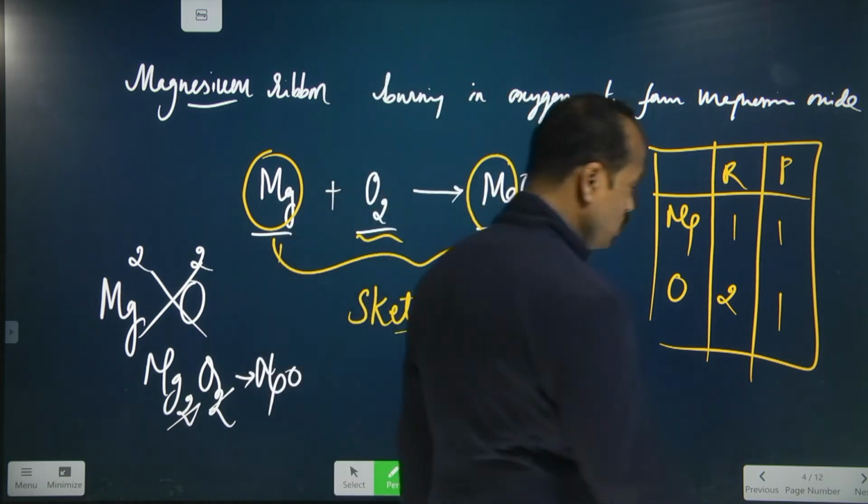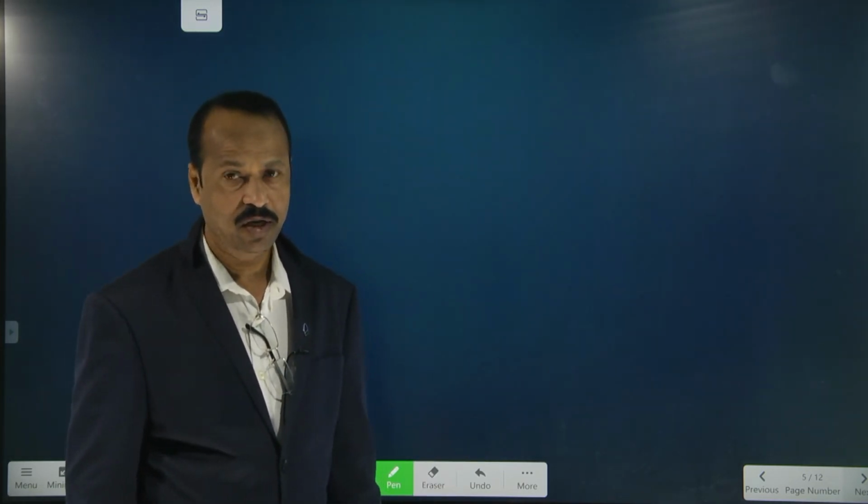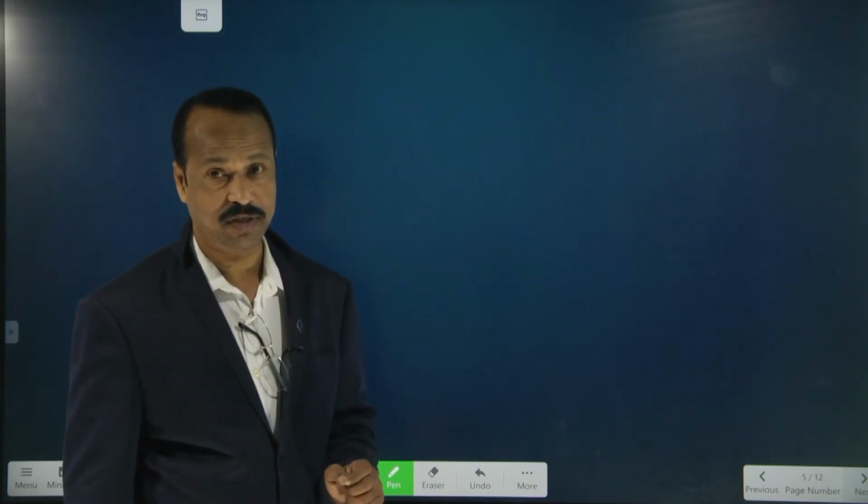Now to get the full marks, what do I have to do? What should I do, sir, if I want full marks? Then you need to balance the equation. Balancing means making the total number of atoms the same on both sides. That is called balancing of the equation. Clear?